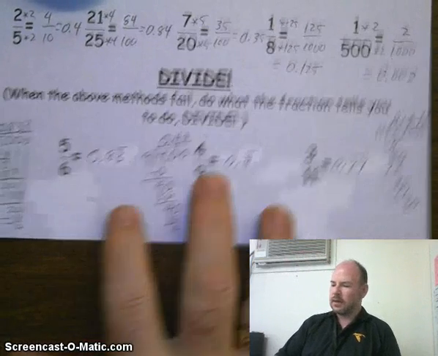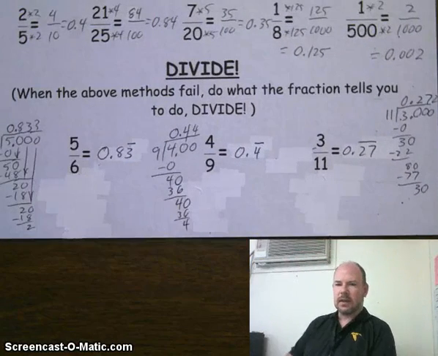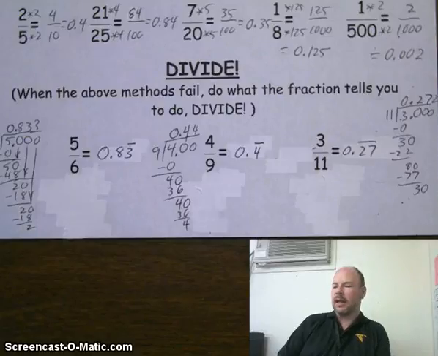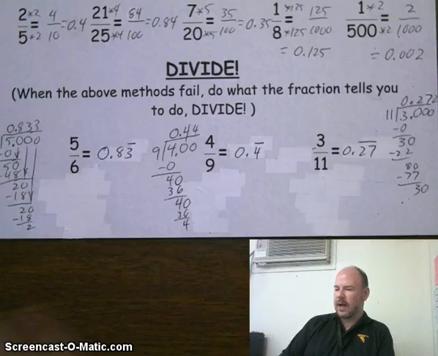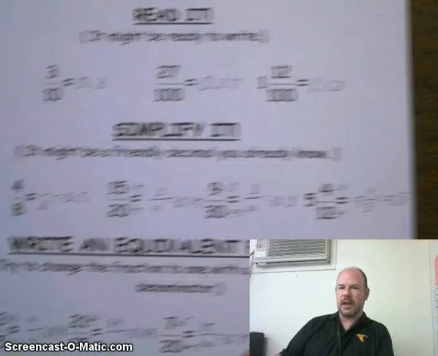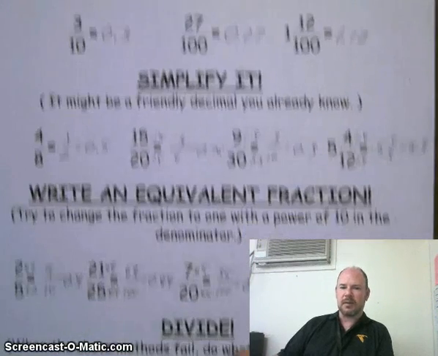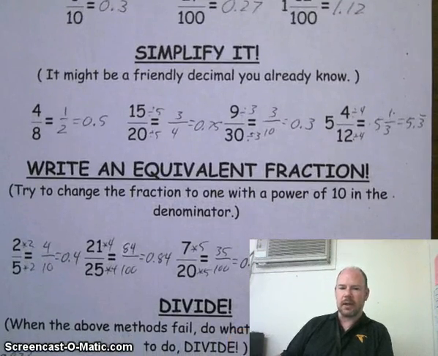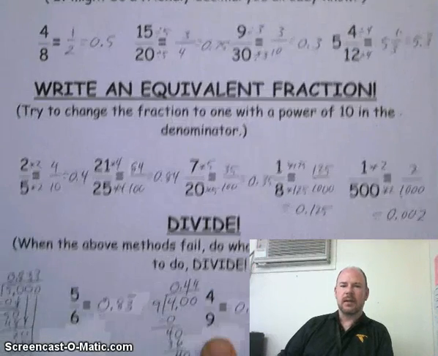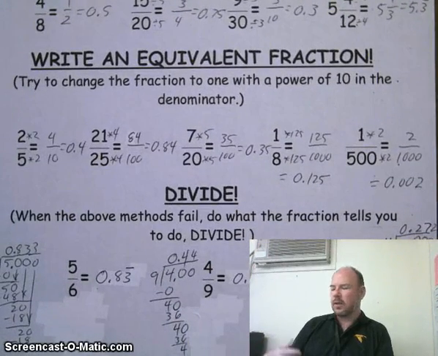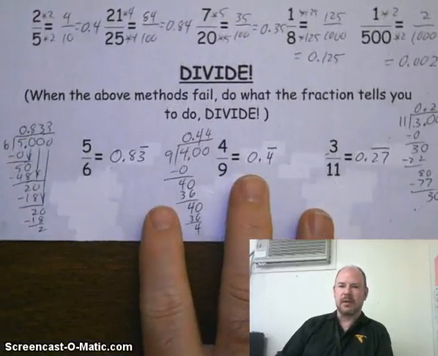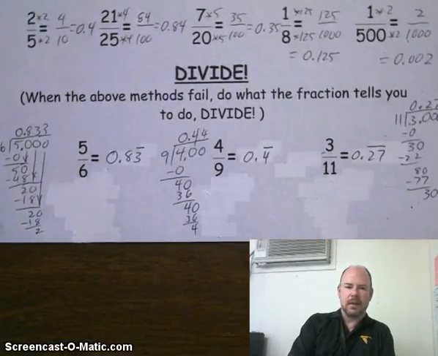Okay. So those are the 4 ways to convert fractions to decimals. If you can just read the name of the fraction and change it to a decimal, you can just read it. If you simplify it and make an easy fraction that you already know how to do, great. If you can write an equivalent fraction with a power of 10 in the denominator, it makes it easy. It's one of those you can read. And if all else fails, just do the division. Okay, good job.